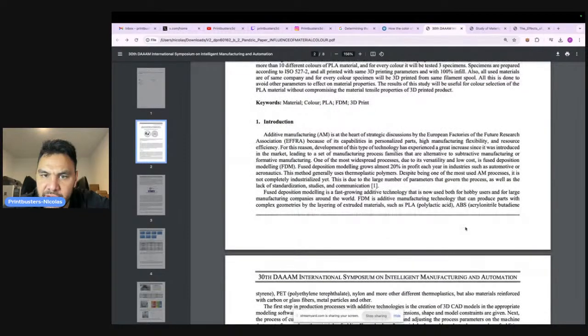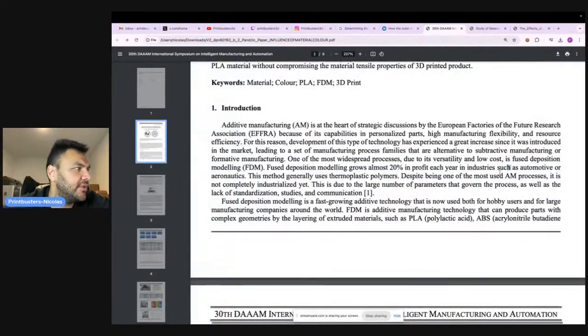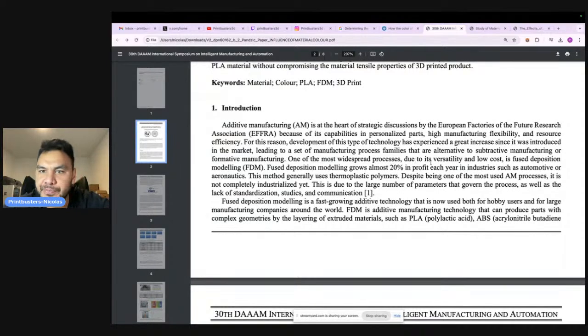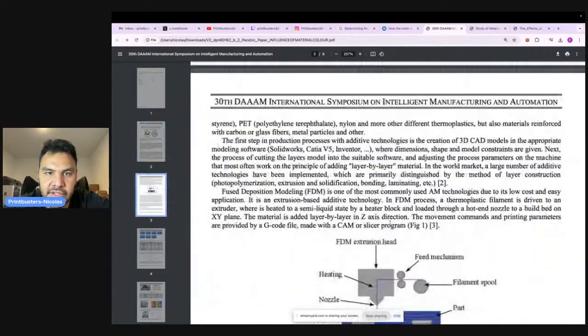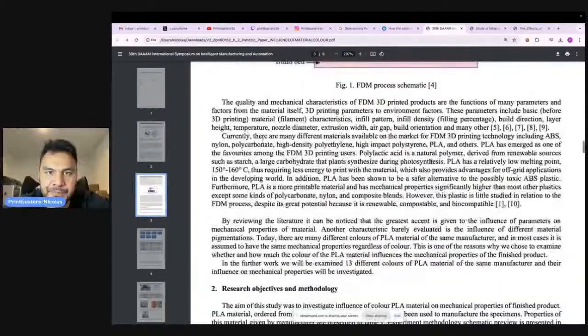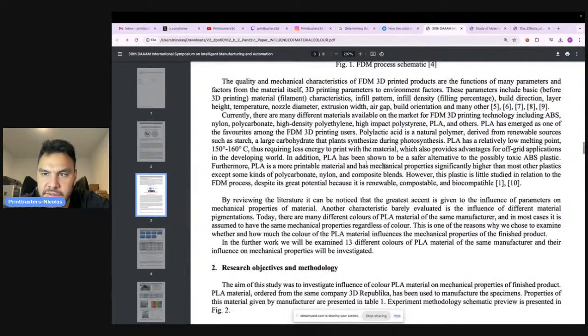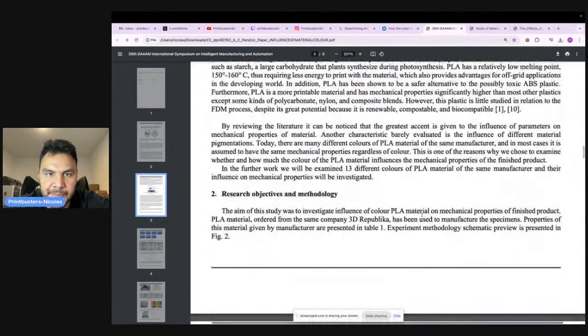So let's see if they learn about the PLA itself. Additive manufacturing, okay. Let me know if you cannot read, then I will zoom in a little bit more. 20% in profit, fast growing, that's just the introduction. The quality of the parts, okay. Many different materials available, okay. By reviewing the literature, it can be noticed that the greatest accent is given to the influence of parameters on the mechanical properties of materials.